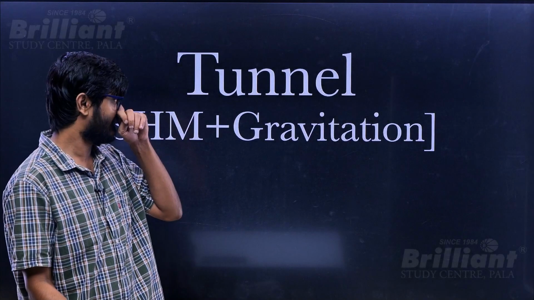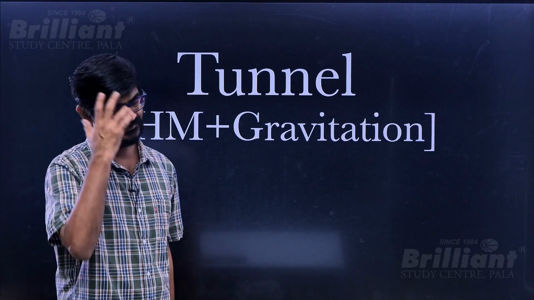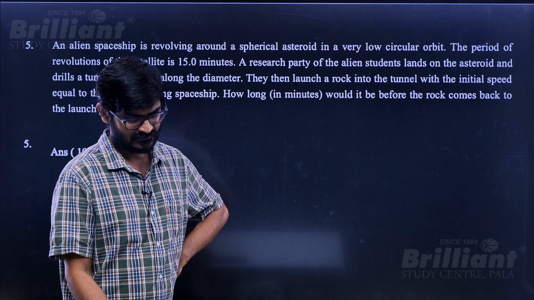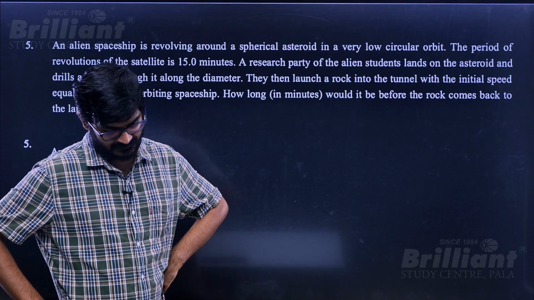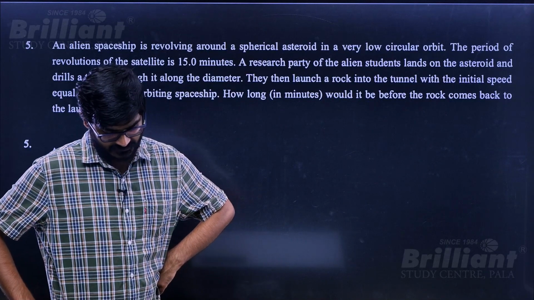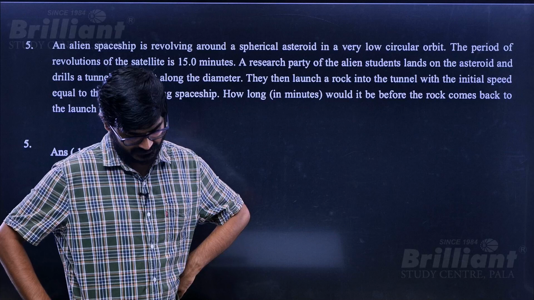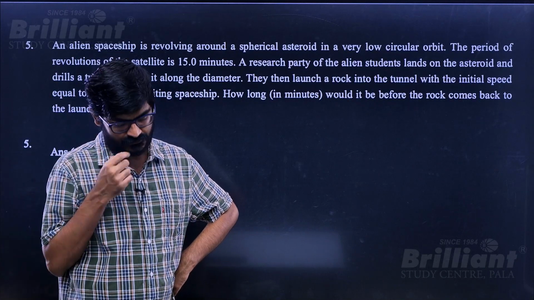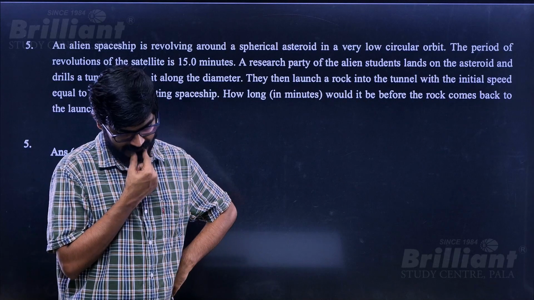Hi kids, now we'll be going with this tunnel in the earth kind of question, which is a combination of SHM and gravitation generally. So you can read the question. An alien spaceship is revolving around a spherical asteroid in a very low circular orbit. The period of revolution of the satellite is 15 minutes. So when it is rotating just above, you need to calculate the time period, that is 15 minutes, they said.